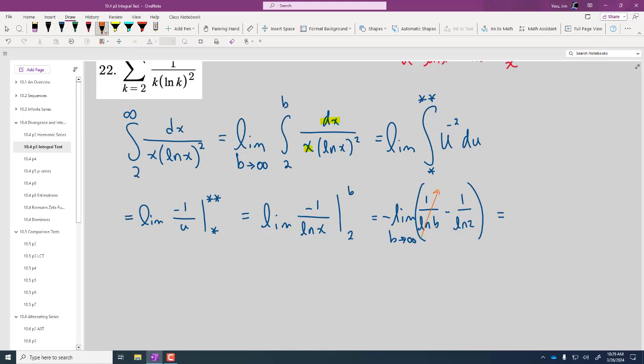This right here goes to 0. So natural log of b as b goes to infinity, looking like the bird wing, it's going up to infinity. Slowly, but it's still going to infinity. So that fraction must be going to 0. So therefore, this all becomes 1 over the natural log of 2. So that tells us that both converge. So therefore, both converge.